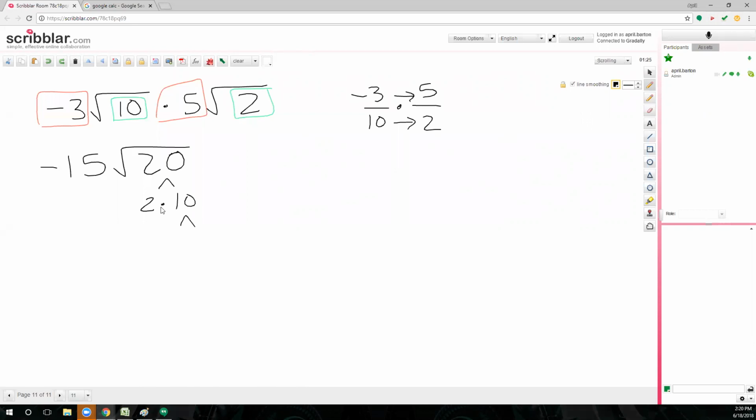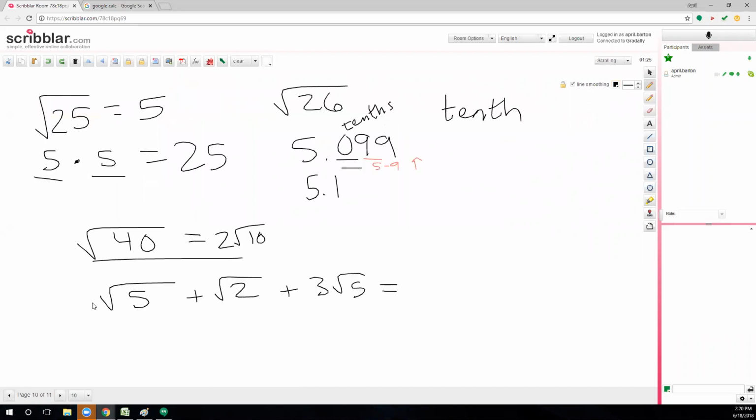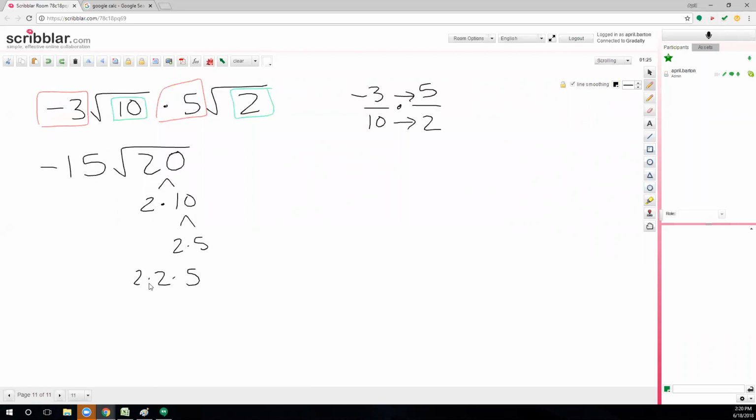The 2, the only thing that multiplies to be 2 is 2 times 1. It's called a prime number, so we don't break that down any further. We don't care when it's 2 times 1. The 10, we can do 2 times 5. So we have 2 times 2 times 5. That group of 2, if we go back to our definition of a square root, we were looking for numbers that multiply by themselves. Well, 2 times 2 is multiplied by itself.